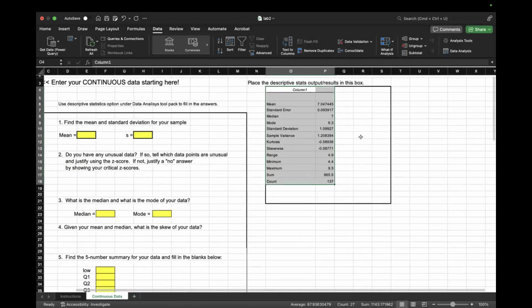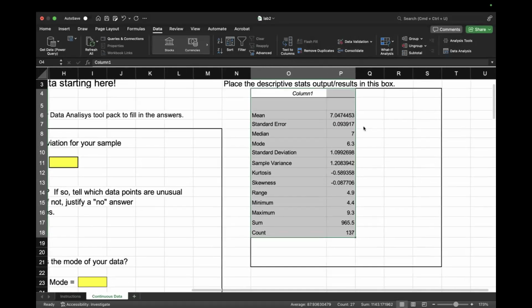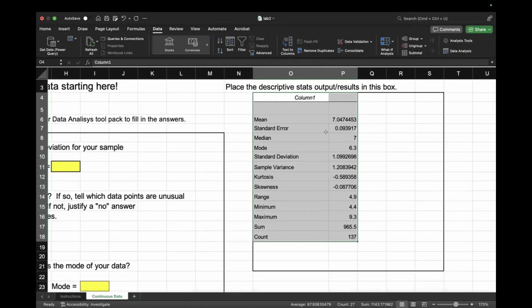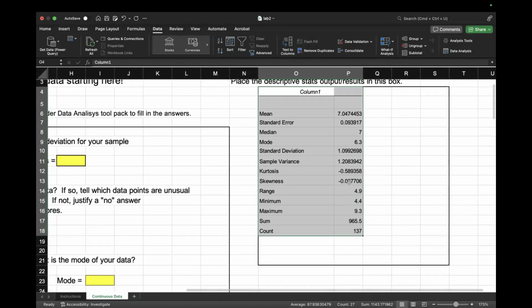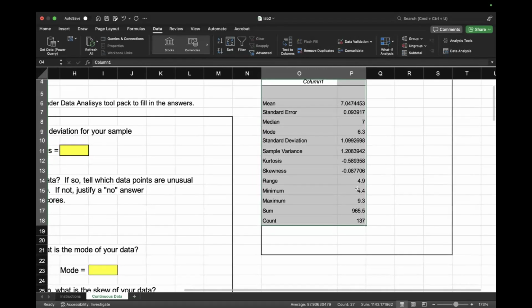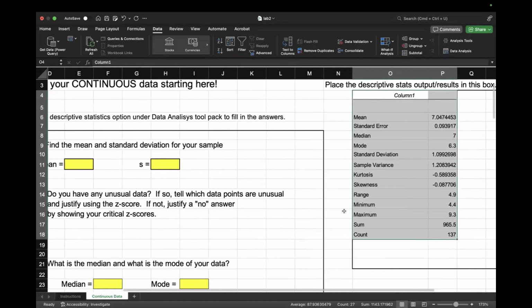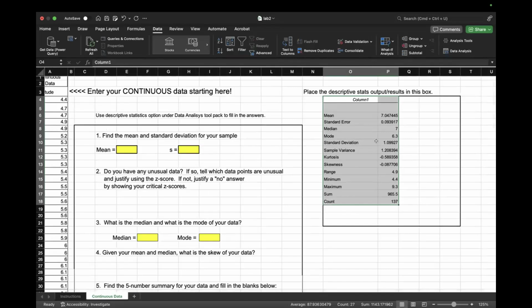There's all sorts of really cool stuff in here. We've got the mean, median, the mode, standard deviation, and our sample variance. We don't care about that. I don't care about kurtosis or skewness. It has my range, my minimum and my maximum. Tells me how many I have, adds them all together. I don't care about those things. Standard error is something we're going to do in chapter 9, so don't even worry about standard error.